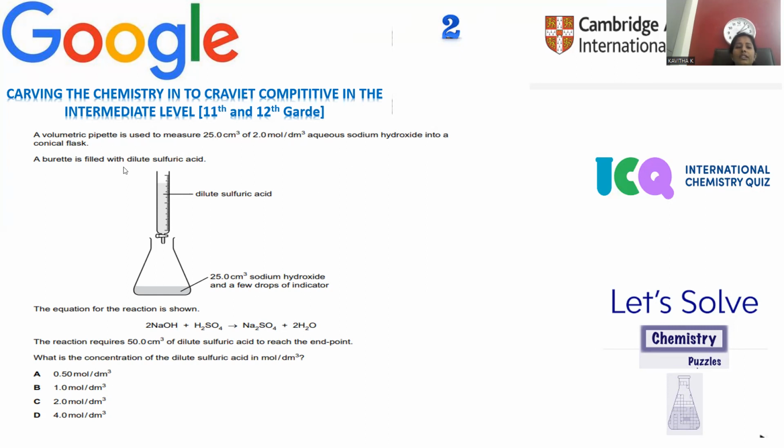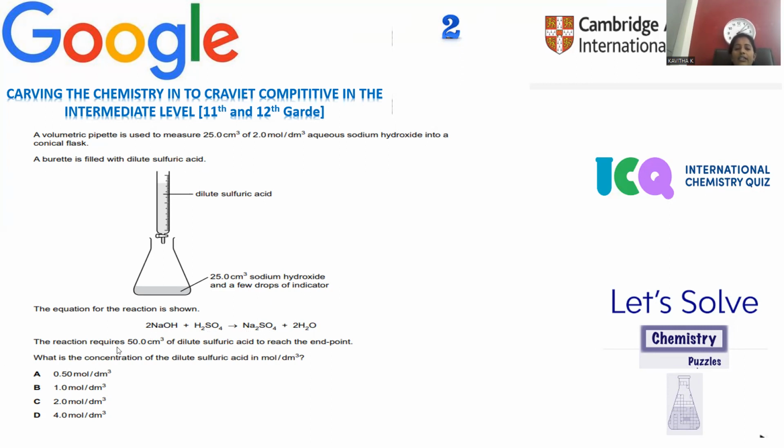Aqueous sodium hydroxide is placed into a conical flask. A burette is filled with dilute sulfuric acid. The aqueous sodium hydroxide is titrated against sulfuric acid, a simple neutralization reaction, which is mentioned with the chemical equation. Sodium hydroxide and sulfuric acid get neutralized to give salt and water. Sodium sulfate salt will be formed and water is discarded. This is the way the neutralization reaction is carried out.